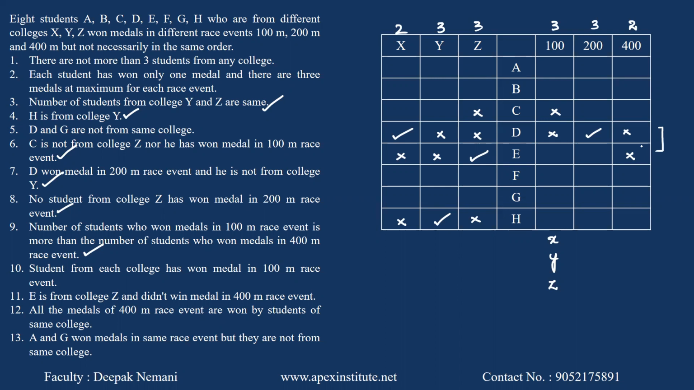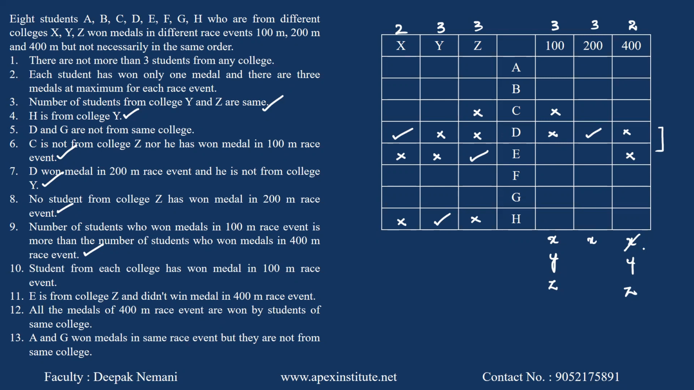Now, who can be the students who have won medals in the 400 meters race, and from which college? Cannot be X. Right. Why? Because we have only 2 students from college X, and one of them is B, who has already won a medal in the 200 meters race. And you have one more student who has won a medal in the 100 meters race. So that person cannot be X.